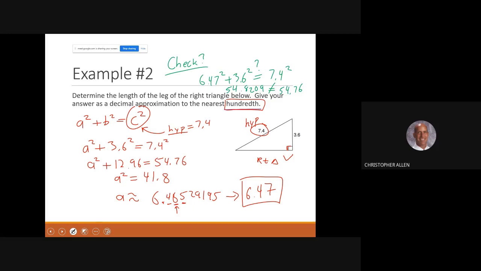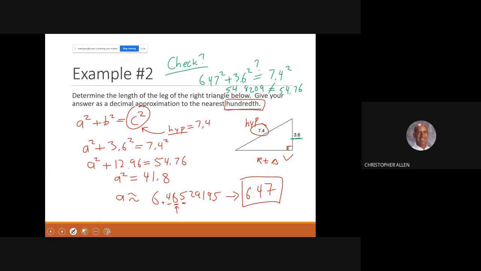Did Mr. Allen screw up? Say it again, Schmidt. Did we already square what? Yeah, A is this one right here. So I squared that. Oh no, here's A, isn't it? 3.6. That's A. We found this one to be B. I guess I should have switched this around.